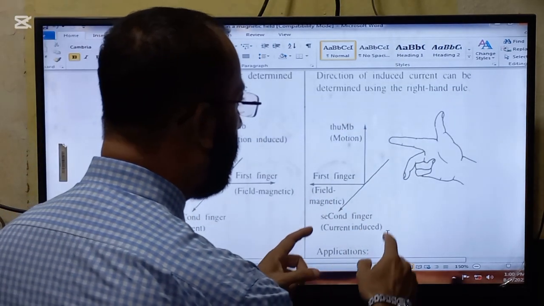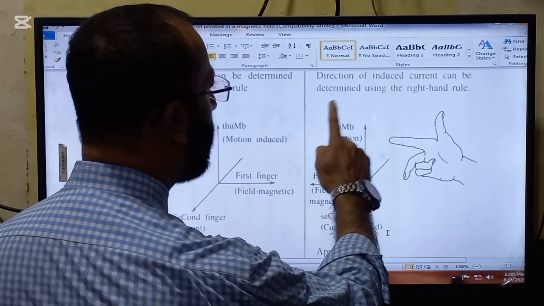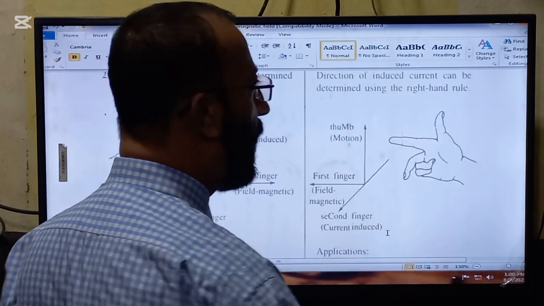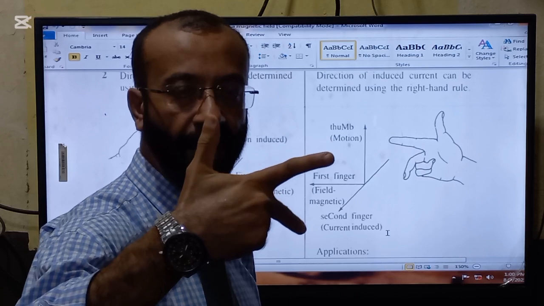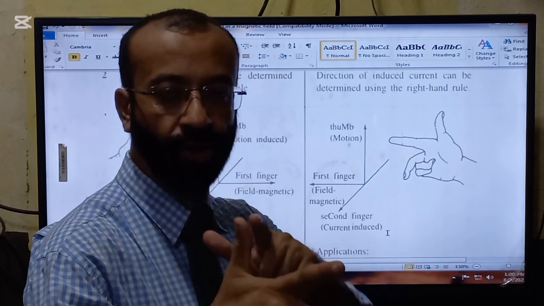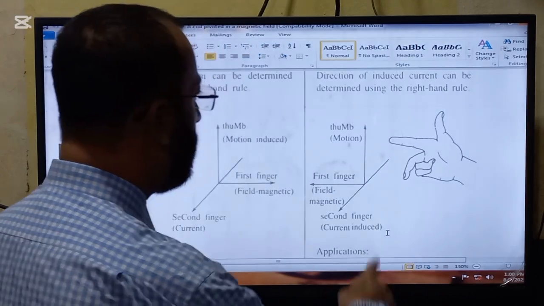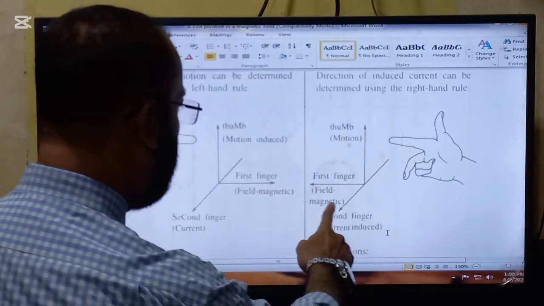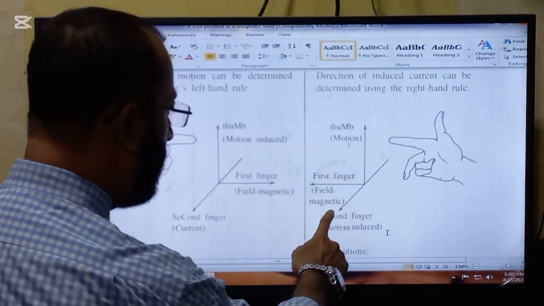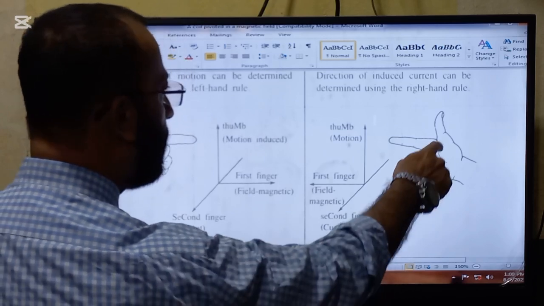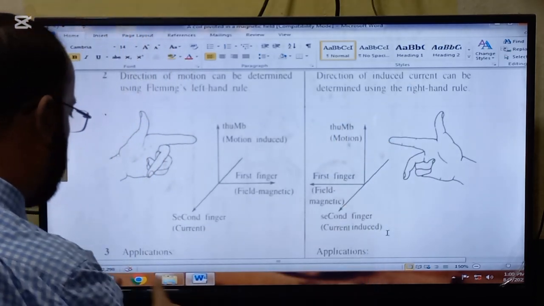Whereas in the generator principle, the direction of the induced current can be determined using the right hand rule. So this is the right hand rule. All three fingers should be at 90 degrees to each other. The first finger will be in the direction of the magnetic field, the second finger will be in the direction of the induced current, and the thumb will point in the direction of the motion.